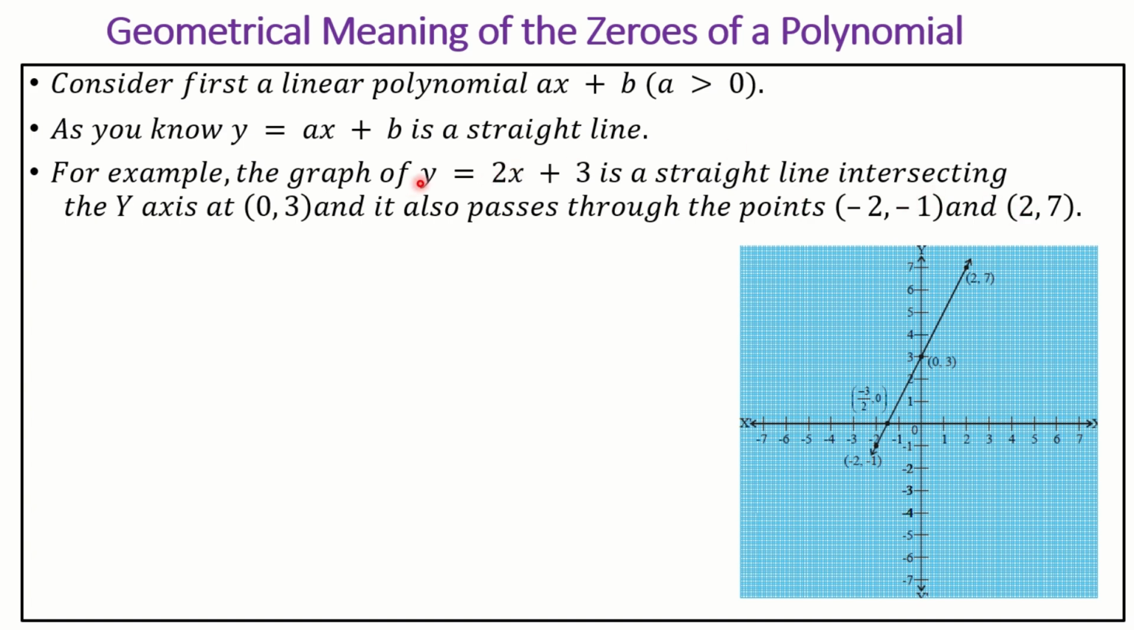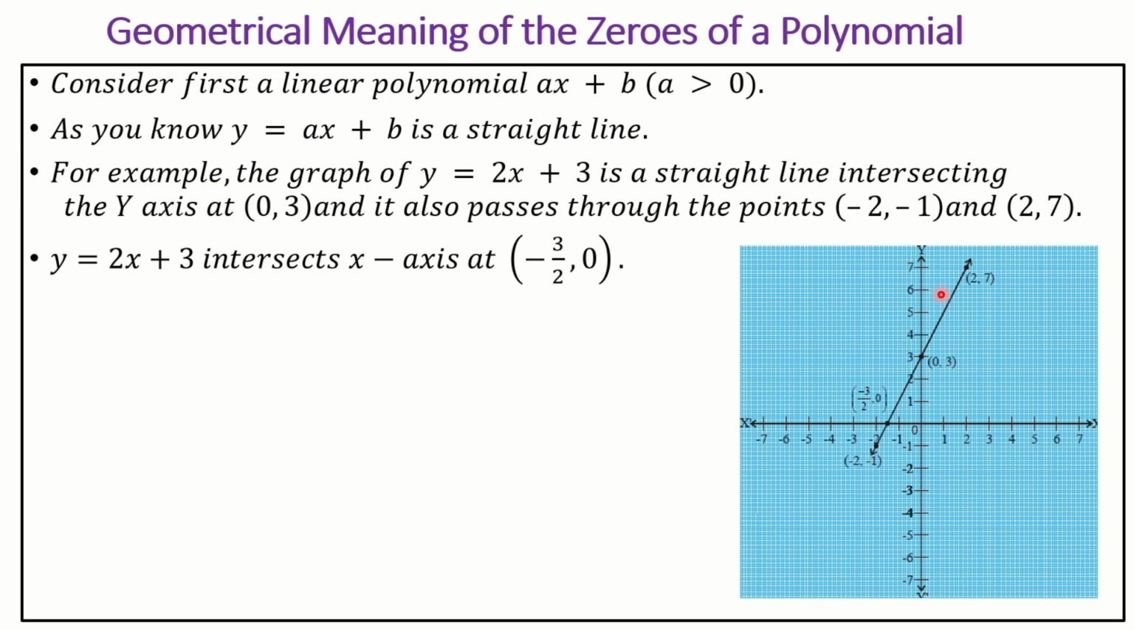X equal to 2, y is 7. So these are the points through which this line is passing through, right? Now, the important thing to note down is this line y equal to 2x plus 3 intersects the x-axis at minus 3 by 2, comma 0.